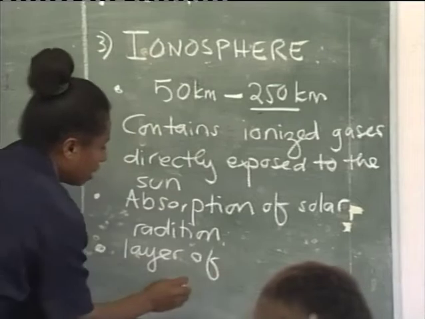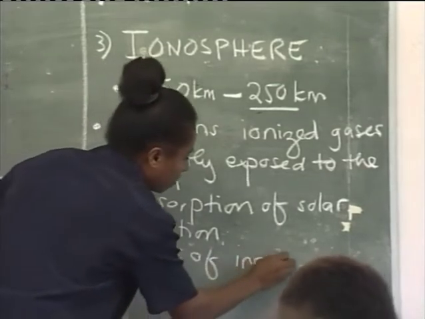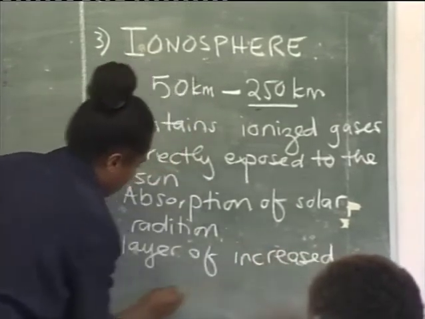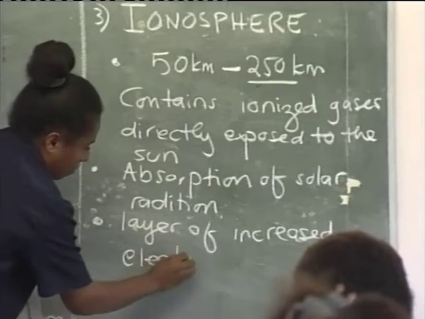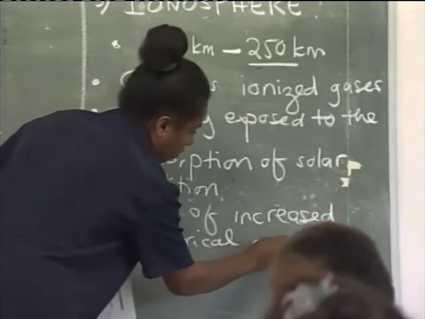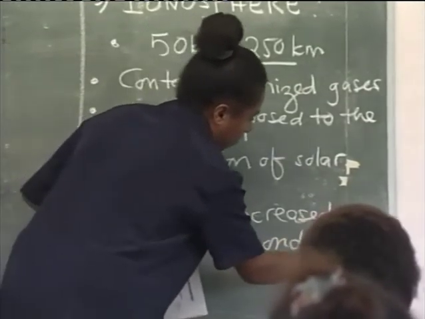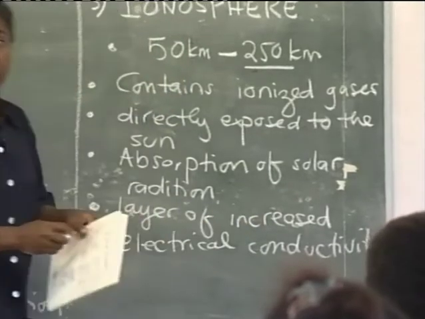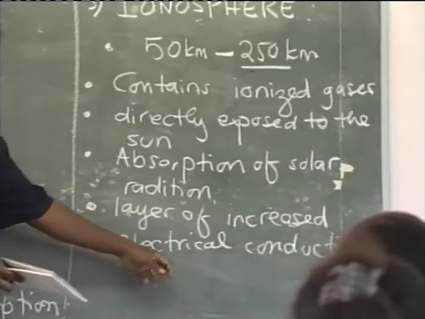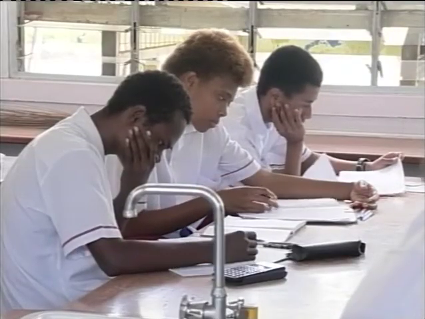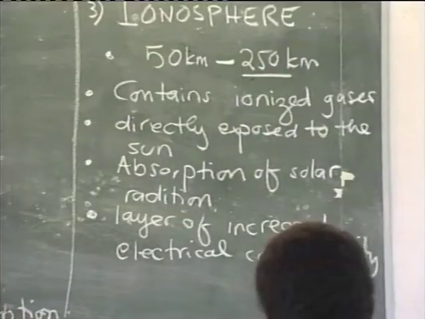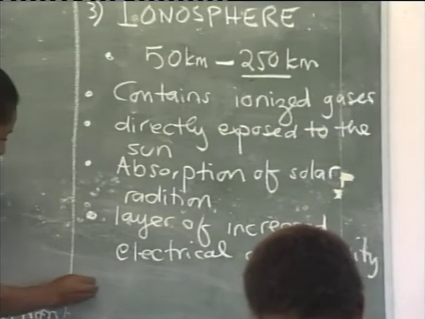It is a layer of increased electrical conductivity. Any other characteristics, Silo, of the ionosphere, the third layer of the atmosphere? It reflects radio waves back to Earth, making long-distance communication possible. Okay, very good.